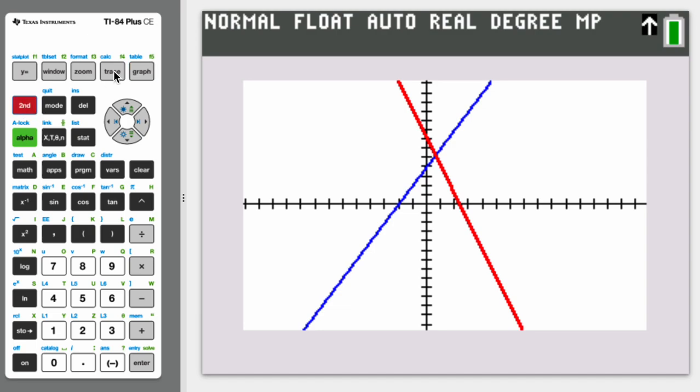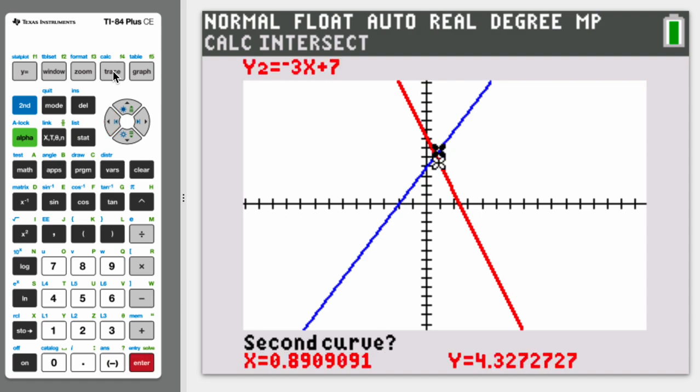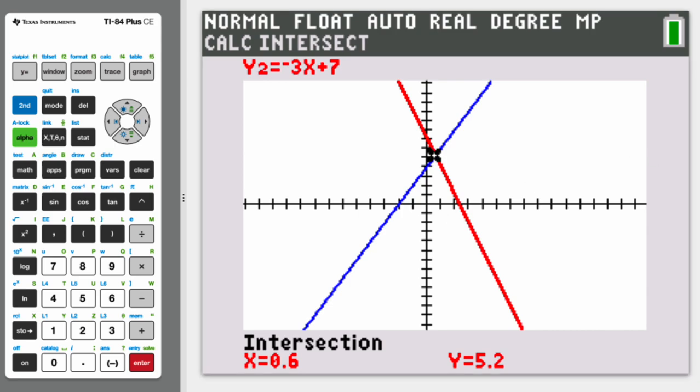I could do second, trace, intersect. So I'm getting close to the intersection on both of them, and it tells me that when x is 0.6, y is 5.2. And that's another way to use your calculator to solve simultaneous equations. This graphing method is better when you're given it in terms of y equals something. The polynomial solve is better when you're given it in terms of all the x's, all the y's, all the z's, and then the numbers. If you have 3 variables, you cannot graph it.